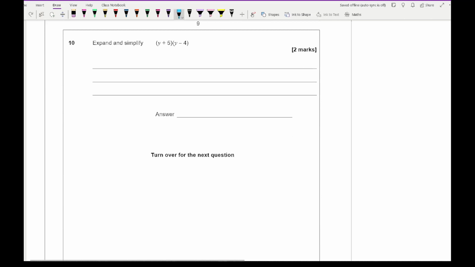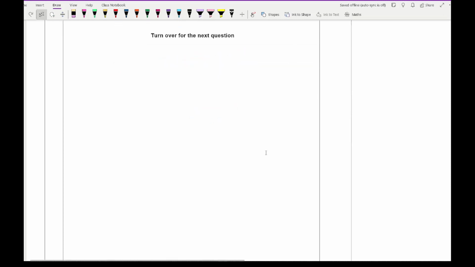For question 10, it says expand and simplify. So all we need to do here is just use our brackets. And so here we've got y squared minus 4y plus 5y minus 20. And that simplifies to give me y squared plus y minus 20.